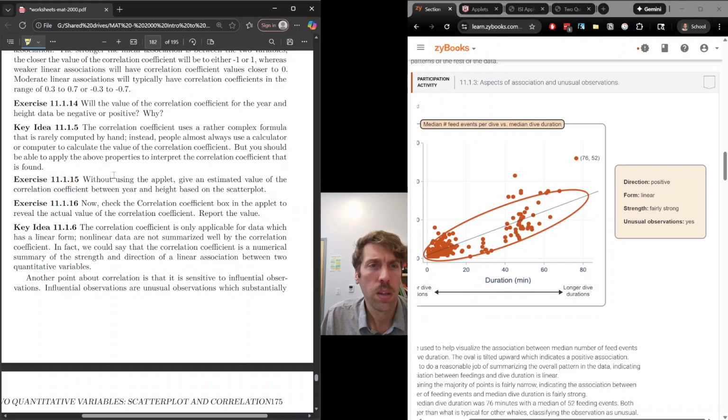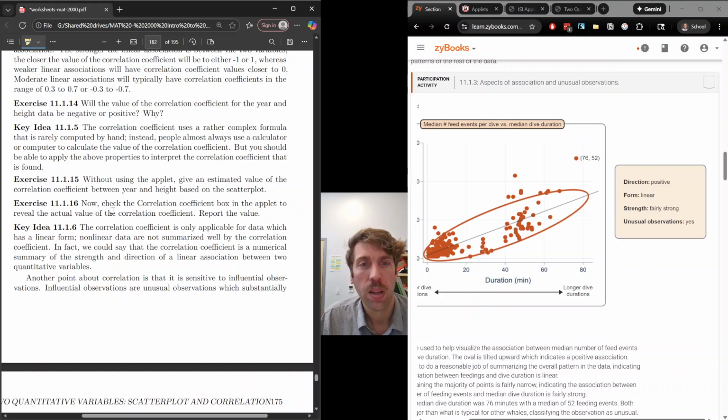The correlation coefficient uses a rather complex formula that's rarely computed by hand. Instead, people almost always use a calculator or a computer. So we're not going to focus that much on calculating it. We're going to focus on interpreting it. Without using the applet, give an estimated value of the correlation coefficient. Again, I'm going to grade this really easily. I just want you to guess something that's somewhere in the right ballpark.